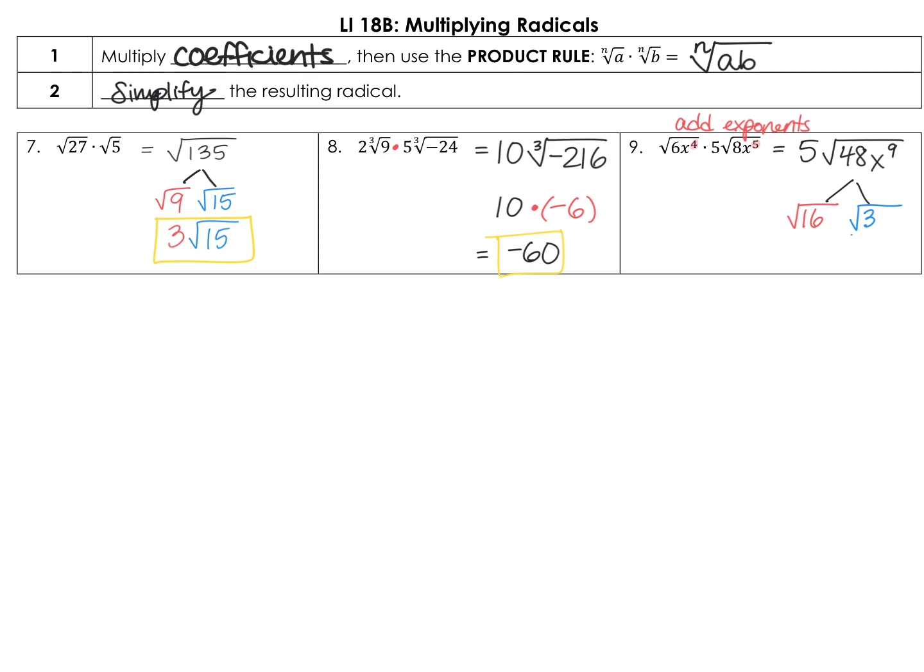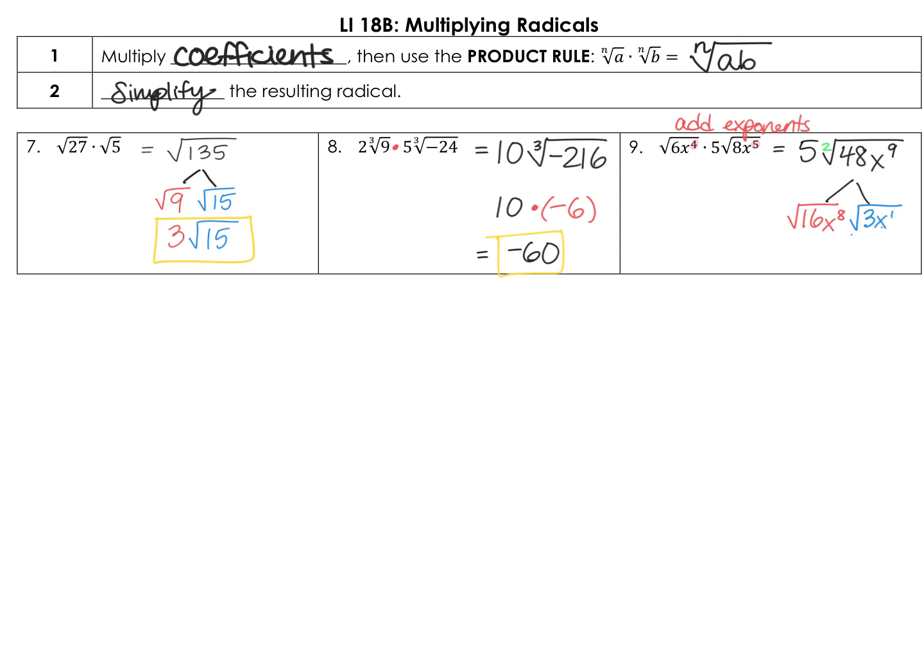Okay, now you're going to look at the power of 9. Remember that there's an index of 2. So you're asking yourself, does 9 divide by that index of 2 evenly? No, but go down. What's the closest one that would? 8. So you're going to break it up as x to the 8. This is perfect with how many left over? 1.